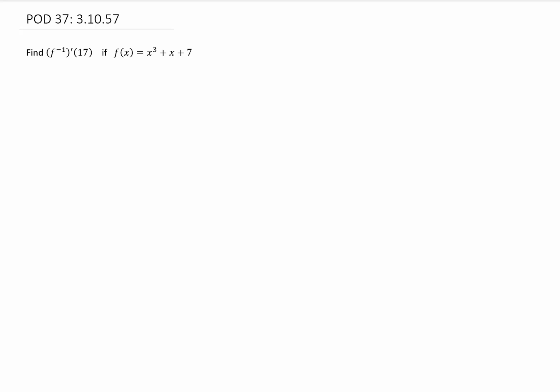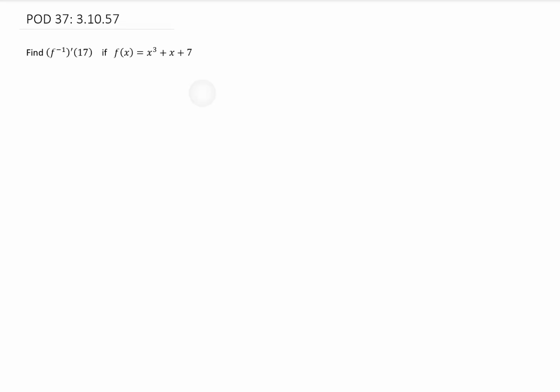We have some interesting notation in this problem. The function f is given right here. This notation here means that the function that we're investigating is the inverse of that function f. This notation means that we're going to take the derivative of the inverse of that function f, and this means we're going to evaluate that derivative at an x value of 17.